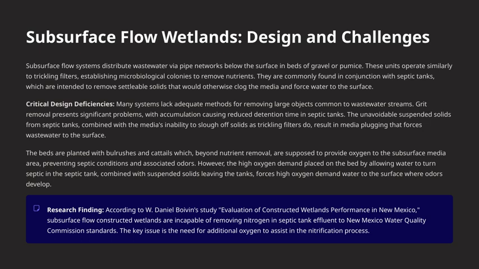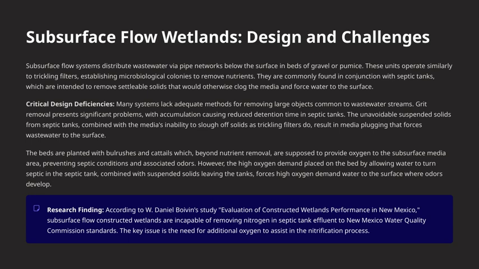These systems work by distributing wastewater through pipe networks located beneath the surface, typically within beds of gravel or pumice. They operate in a manner similar to trickling filters, where microbiological colonies develop to help remove nutrients from the water. You'll often find these units paired with septic tanks, which are designed to remove settleable solids that could clog the media and cause water to surface prematurely.